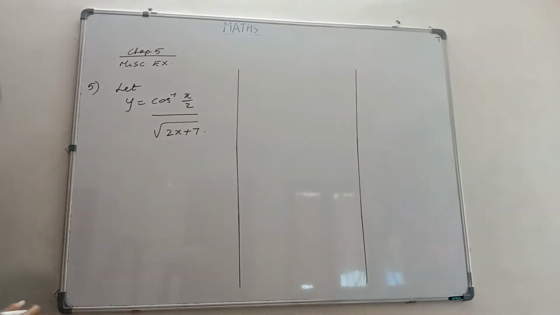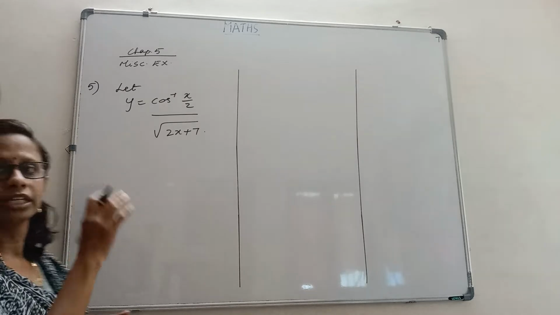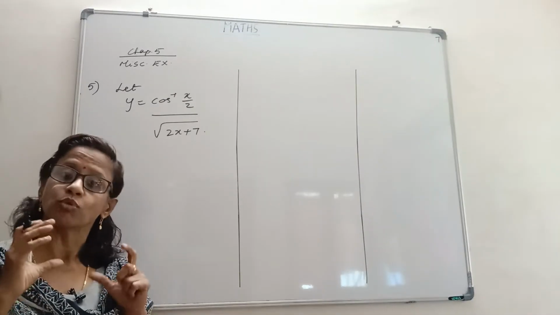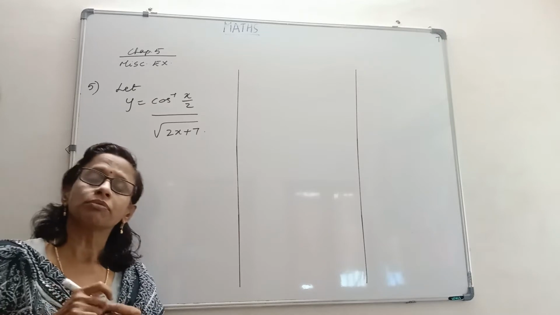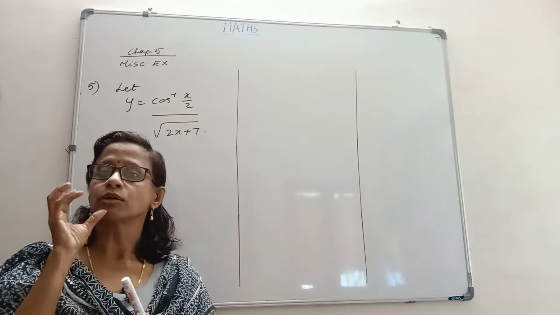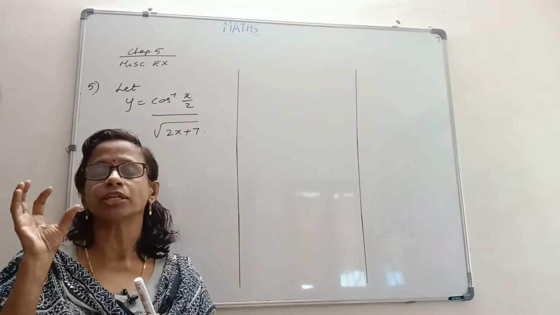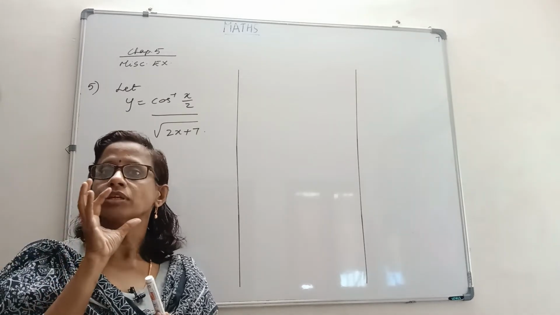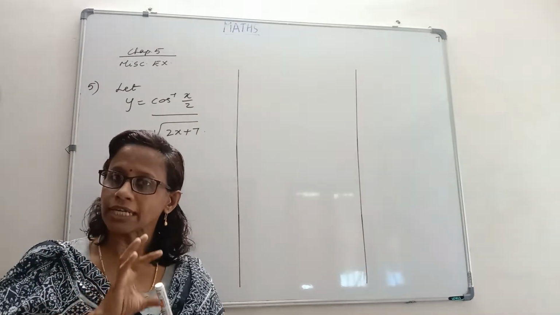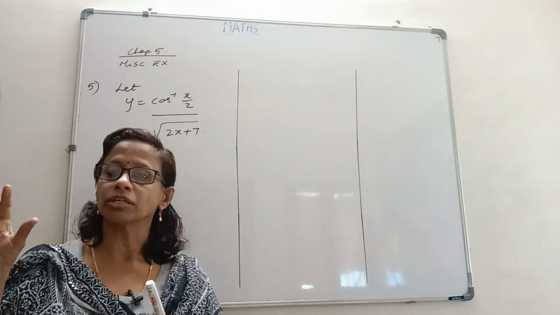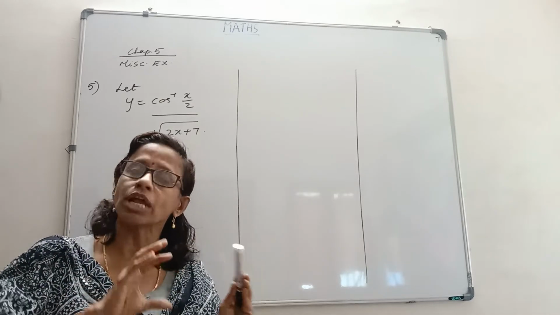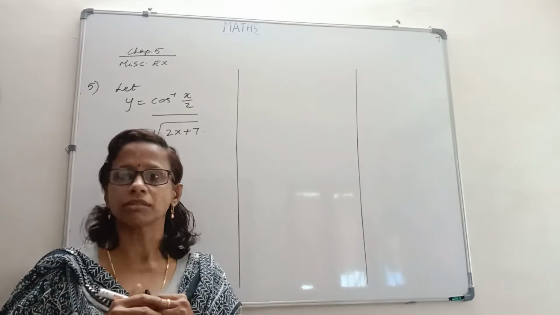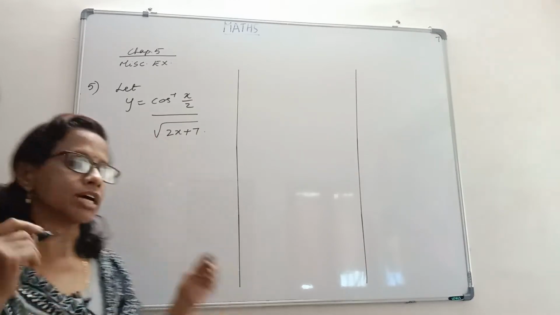So let's see now how to do this. We know clearly that this is of the type u by v, it's a quotient. So we have to find the derivative by applying the quotient rule. We will assume the numerator to be u and the denominator to be v. We will find the derivative of the numerator, du by dx, and the derivative of the denominator, dv by dx, separately. Then we will apply the quotient rule and get the answer. This is going to be our approach. So let's start right away.